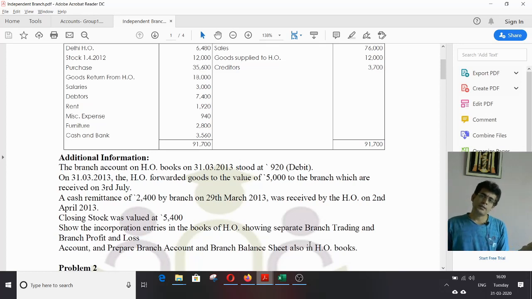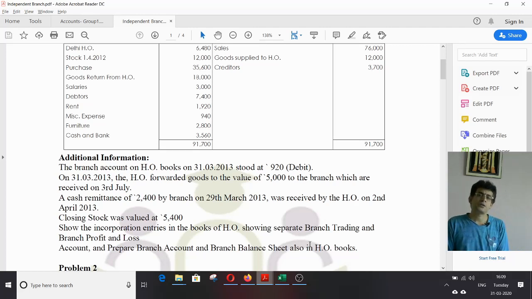920. In the branch office books, the head office account is something like 6,480. We have prepared an account and we have done some sort of reconciliation. But those entries are also to be incorporated. Now, in whose books are you passing the entries? You are passing the entries in the books of the head office.